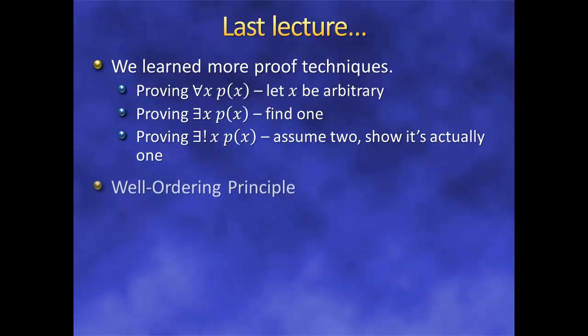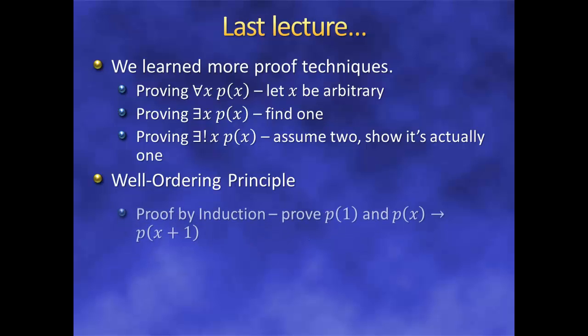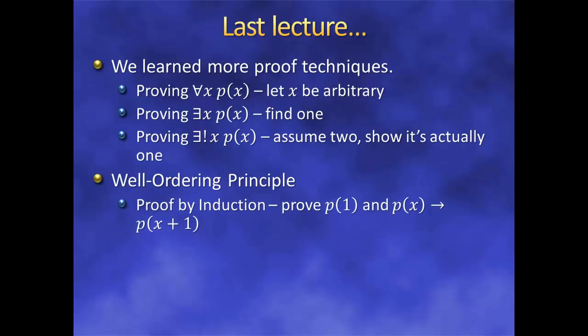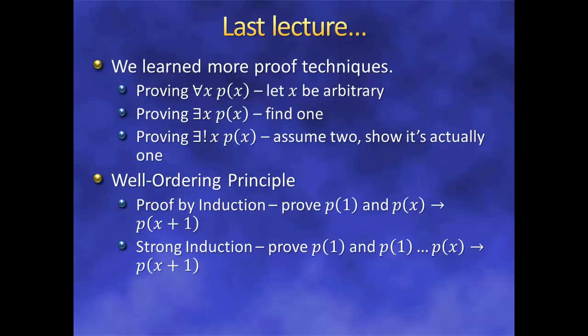We met the well-ordering principle of the natural numbers, the fact that every non-empty subset of N has a smallest element. Based on this fact, we learned a new proof method called proof by mathematical induction, in which we must first prove that p of 1 is true, and then prove that if p of x is true, then p of x plus 1 is true. We also introduced strong induction, which for the induction step assumes that p of 1 through p of x is true, and then shows that p of x plus 1 is true.